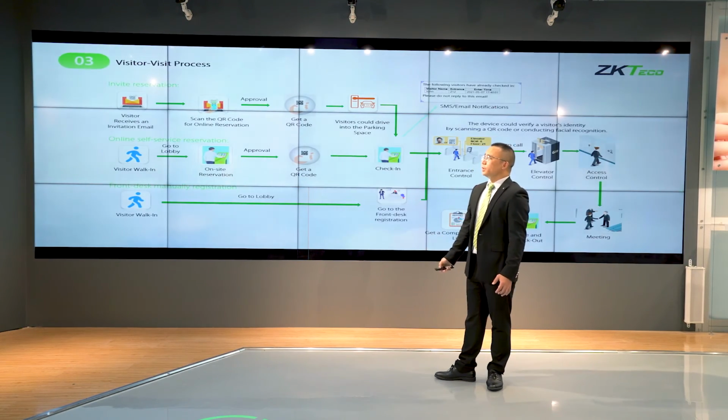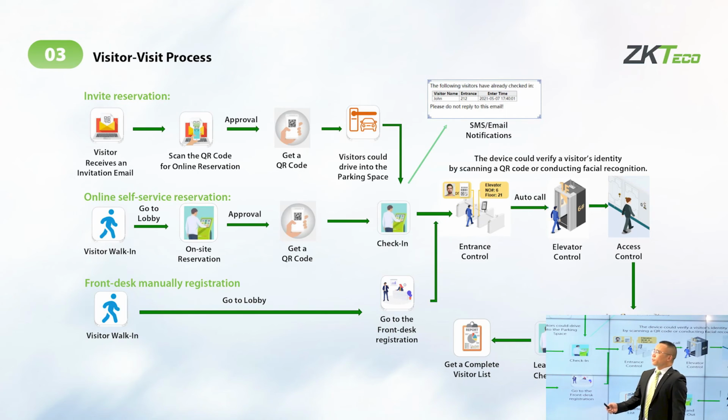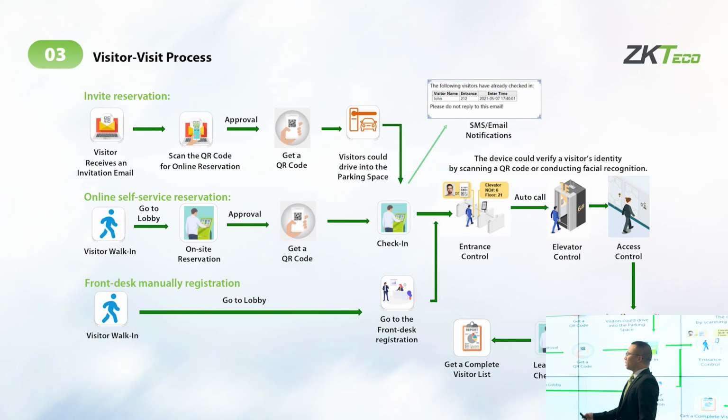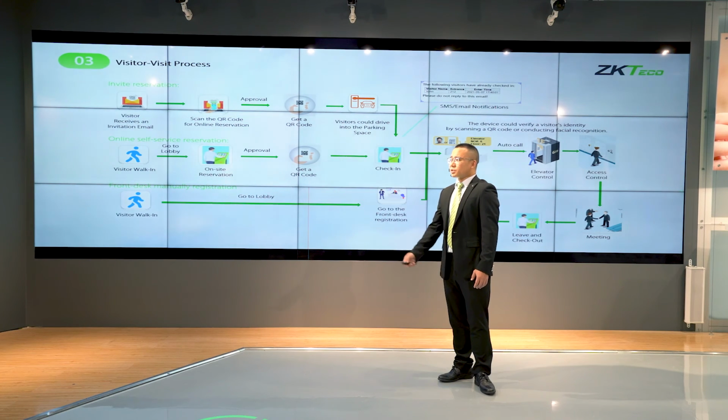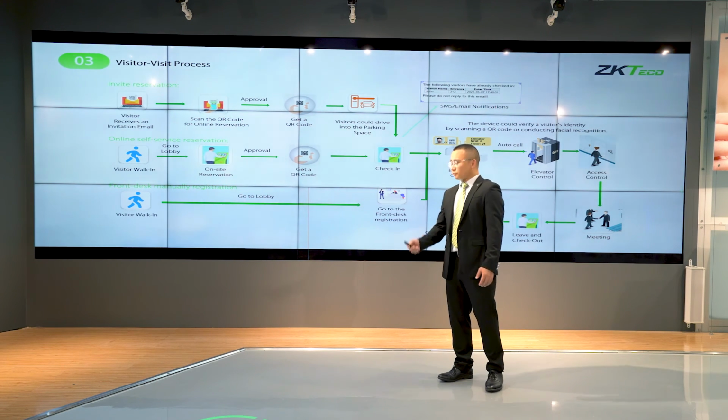Very convenient. The third one is for the visitor management. There we list just three workflows. Firstly, the pre-invite reservation. The second is the online self-reservation. The third one is if this person just goes directly to this company, he can go to the reception to manually register his basic information.